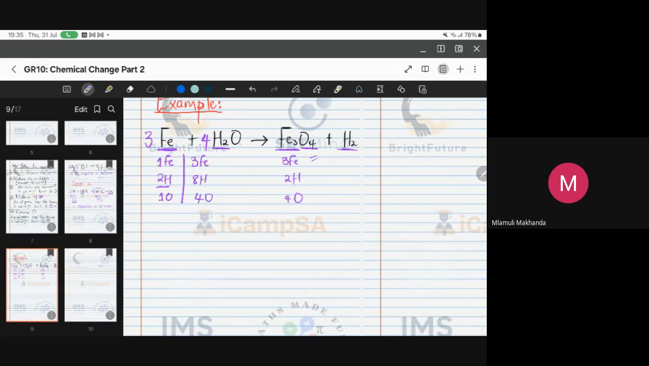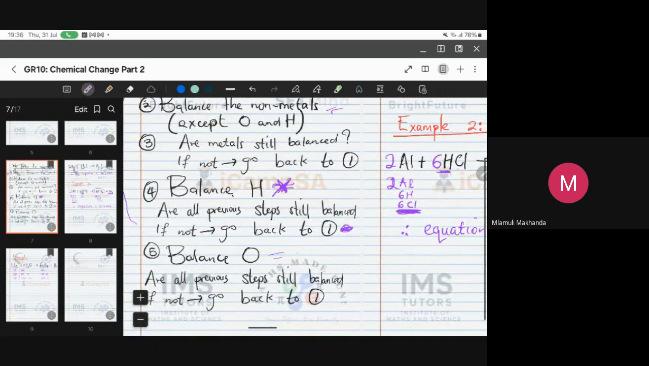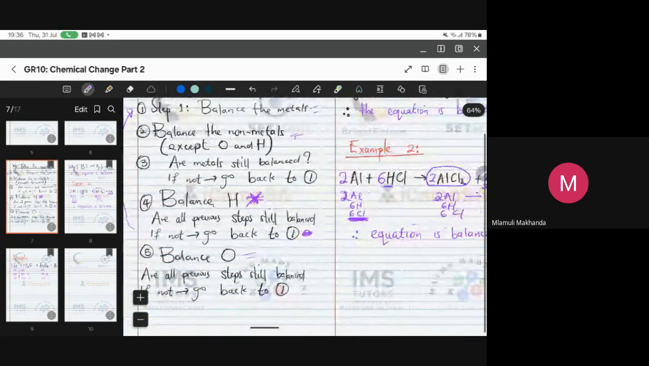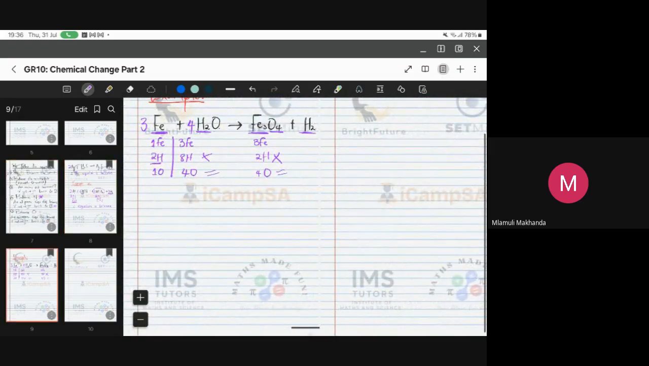But we have 4 oxygen atoms. Then let's come back to this side. On the product, we have 2 hydrogen and 4 oxygen. So these guys are balanced. However, this and that are not balanced. So let's go back here. We were trying to balance O, and now we check, are all previous steps still balanced? No. So we go back to step 1. We check the metals. Okay, the metals are still fine.